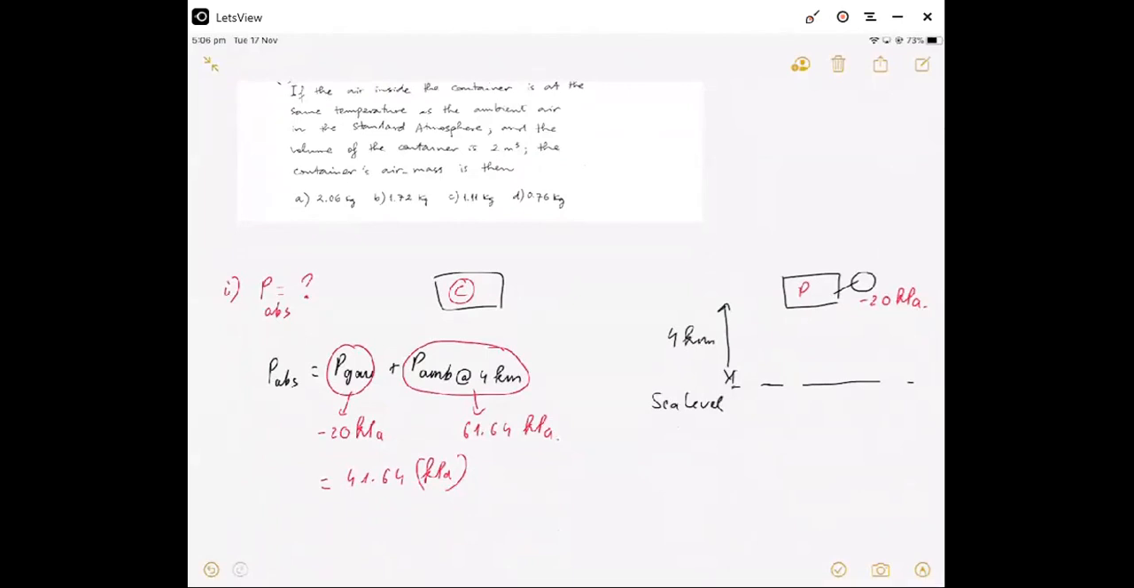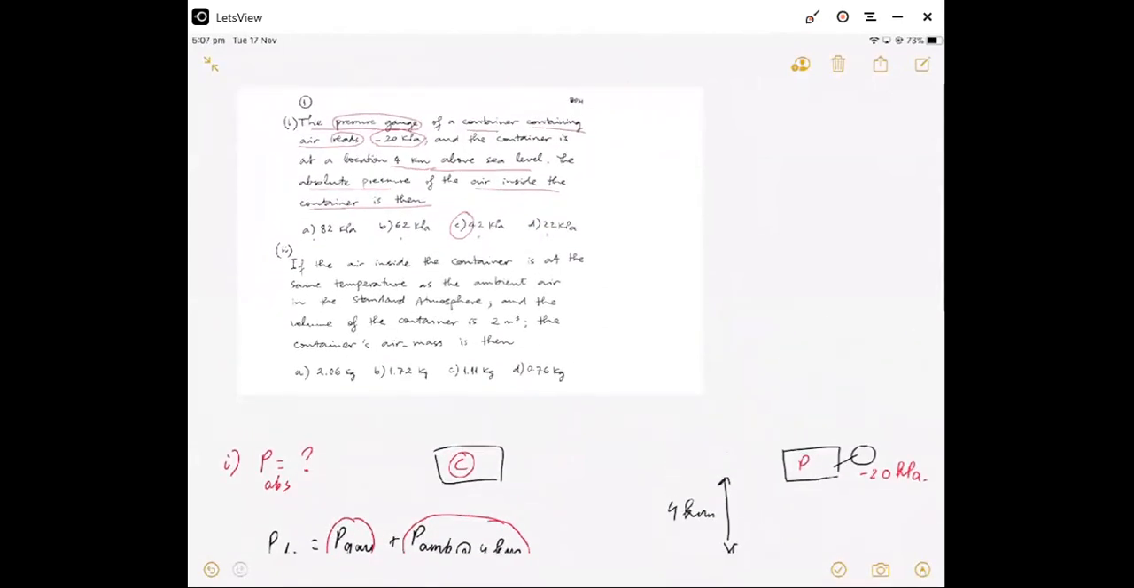This will be similar to the quiz. If you find 41.64, double check the answer sheet for the closest answer. You won't have exactly 41.64 in the answer sheet.